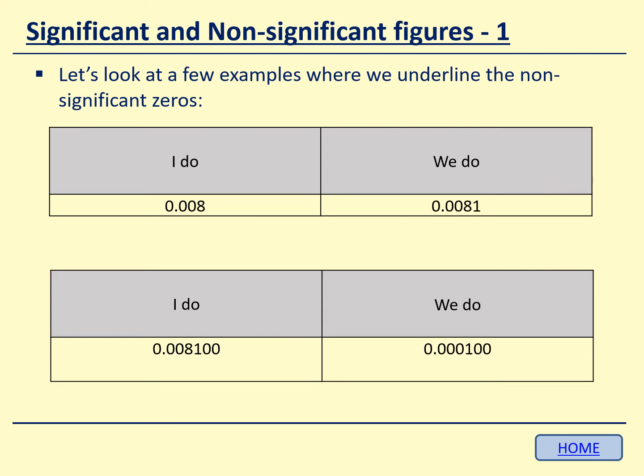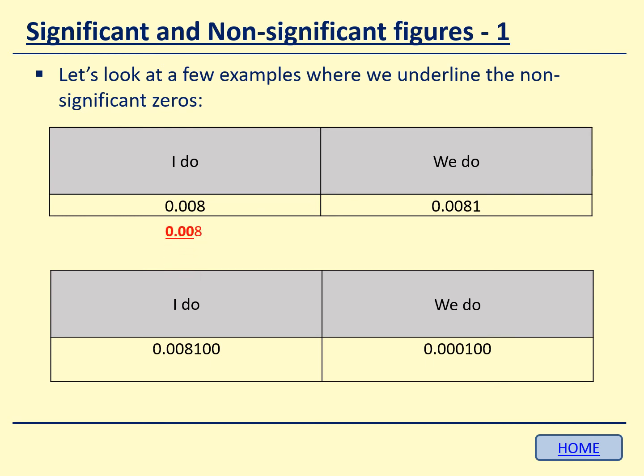Right, we're going to do some I do's and we do's. So first of all, I'm going to do the I do. We're going to underline the non-significant zeros, thinking about what we've just learned. So I'm looking at this 0.008, and I can remember reading that it said the zeros before the first integer, so the first digit is 8. Those two zeros before the 8 are non-significant, so I am going to underline them.